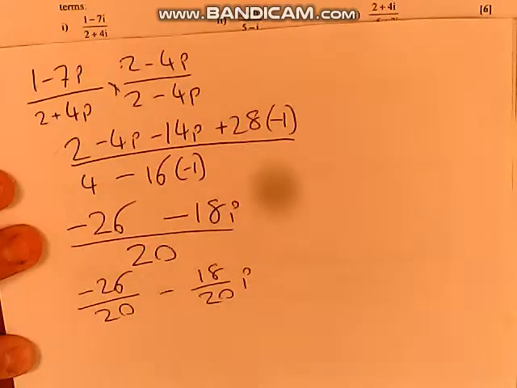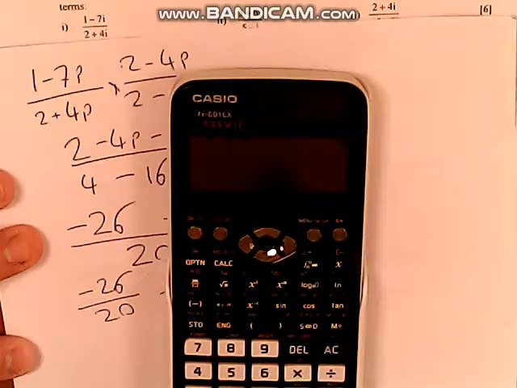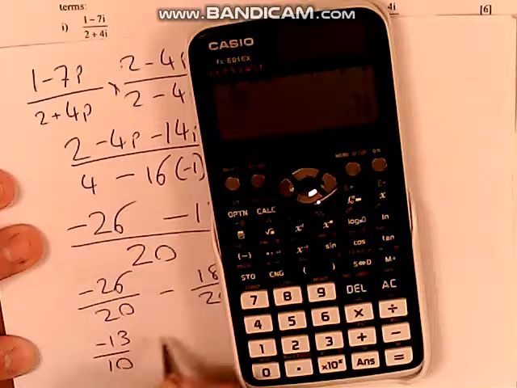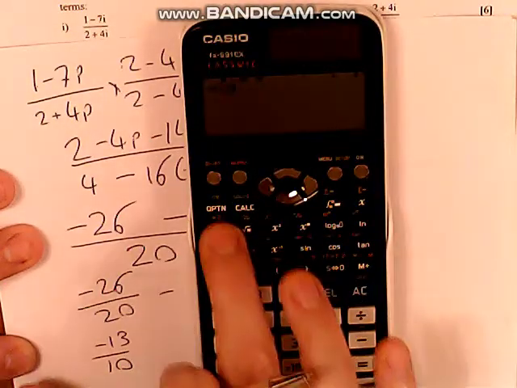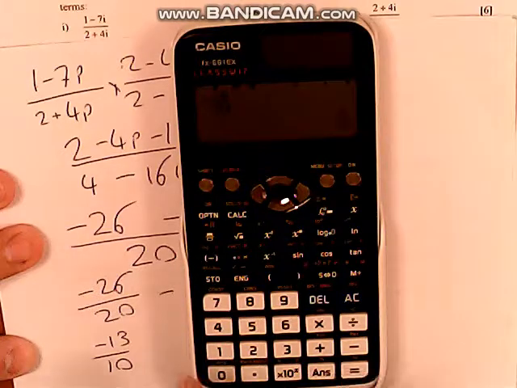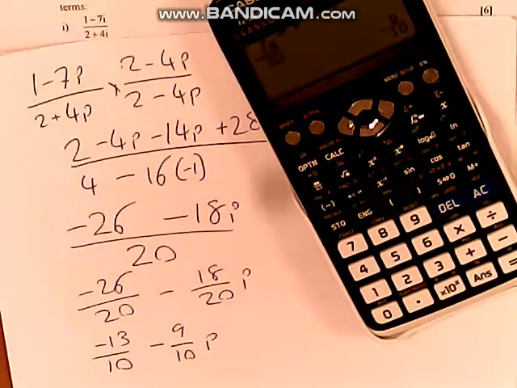Let's simplify these. I'm just using my calculator to simplify them. I'm a bit tired today. Minus 26 over 20 cancels down to minus 13 over 10. And minus 18 over 20 makes minus 9 over 10i. Okay, let's move on to the second question.